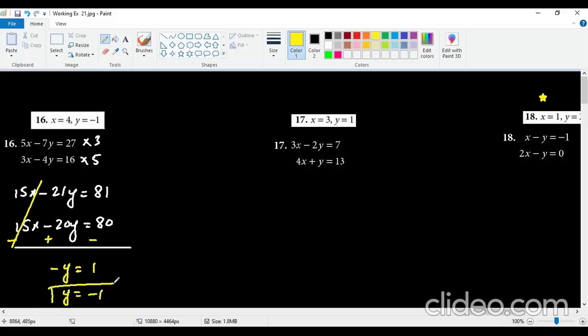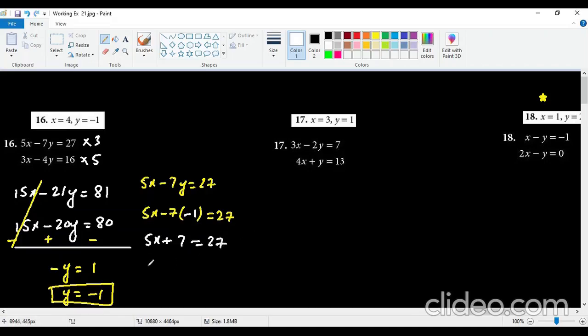So this is the value of y. I will use any equation I feel like. I am using equation 1, which is 5x minus 7y equals 27. I can use any equation I feel like. 5x minus 7 in the bracket, I will use the value of y. The value of y is negative 1. So this is giving us plus 7 equals 27.